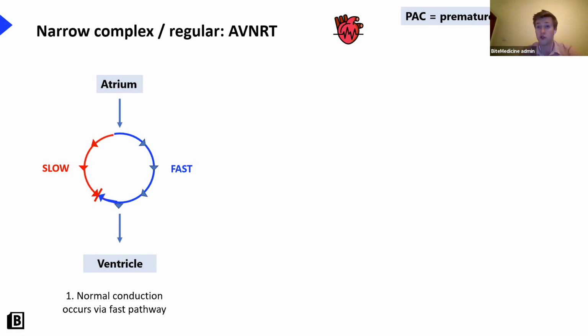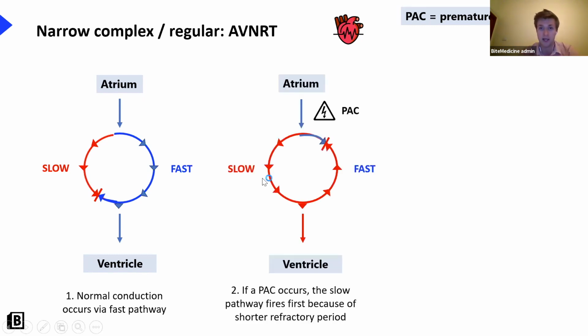And that's normal in our hearts, okay? If, however, you get a premature atrial complex in the atria from things like exertion, drugs, spontaneous activity, then what happens is your fast pathway is still in its refractory phase. It has a much longer refractory phase. So your slow one has already recovered because of the way it works. And so instead of going down the fast pathway, it goes down the slow pathway. Okay, now your fast pathway is doing its best to recover. And as it recovers, you then start to get some activity coming down the fast pathway.